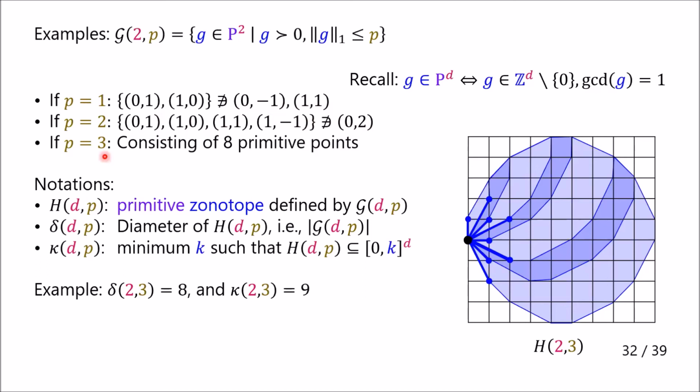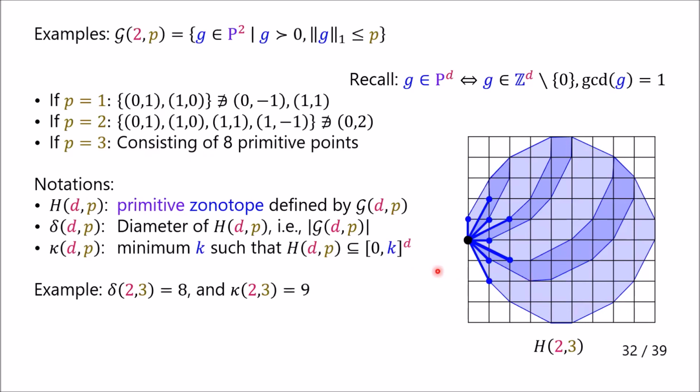And if p is 3, then this set consists of 8 primitive points. And this is an image of the resulting primitive zonotope in this case. There are 1, 2, 3, 4, 5, 6, 7, 8 primitive points here.